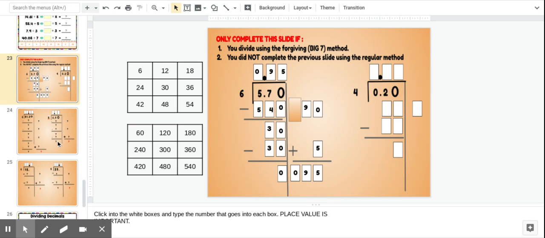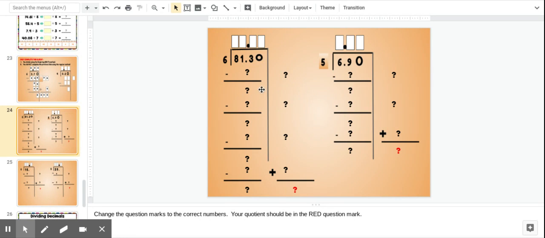I want to point out something very quickly: on the next set of slides, I don't have boxes, I just have question marks. That makes it fairly simple for you. You can just click in the box and type your number. Be sure you're working on pencil and paper as well. It's probably going to be helpful to be as neat as you can.